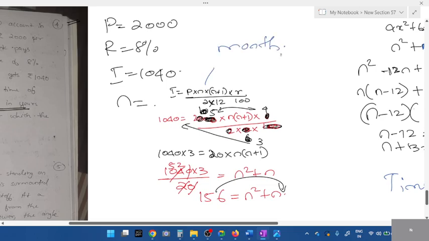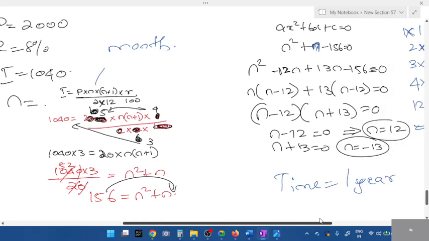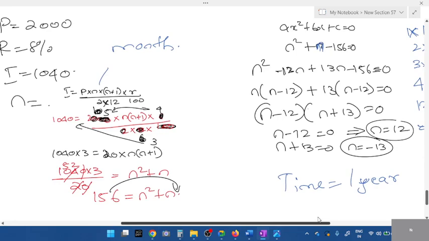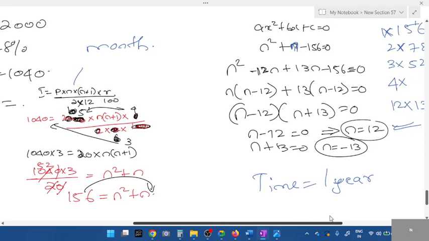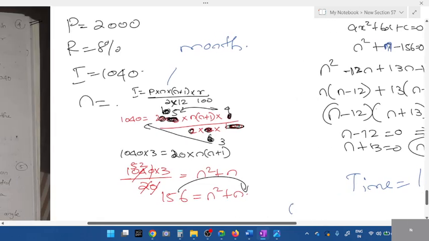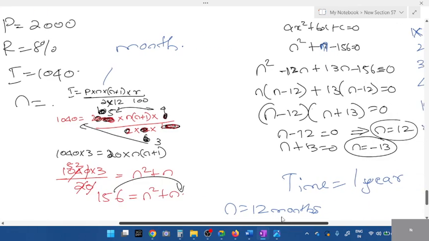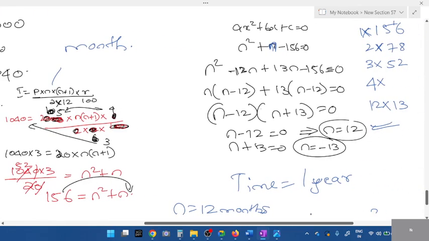So don't write it as 12 years, students. If you write 12 years you won't get marks. Convert that. 12 months is 1 year. So write N is equal to 12 months, and convert that into years. They have asked us to convert into years, I guess. Find in years the total time. 1 year is the answer. Look, I've shown the calculation part.